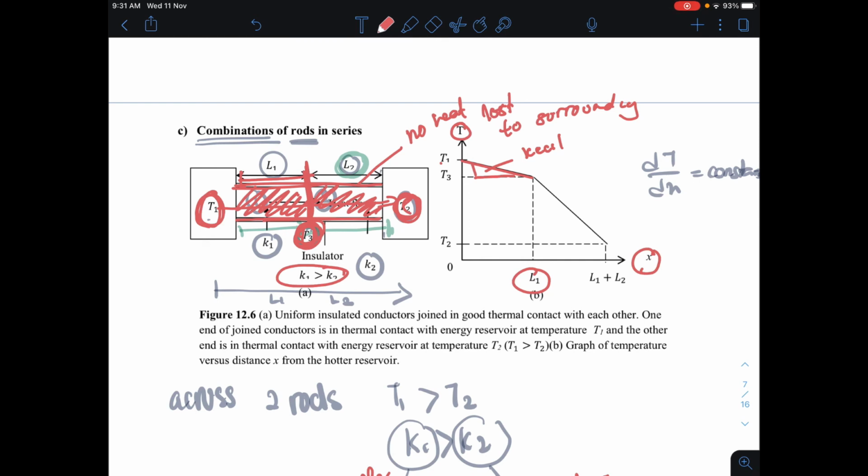So to go from T3 to T2, you're going to go across the length of L2. So dalam graf ini, dia adalah penambahan panjang lah dekat sini, which is L1 plus L2, because you start from here. So you're going to go from temperature 3 to temperature 2 sekarang, and then you're going to stop at the end of the length 2 ini. Okay, gradient sini lebih besar.